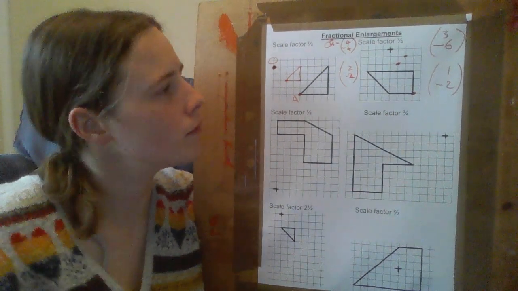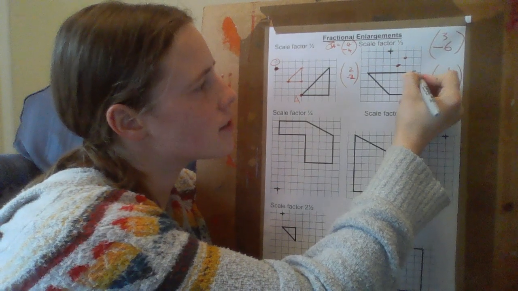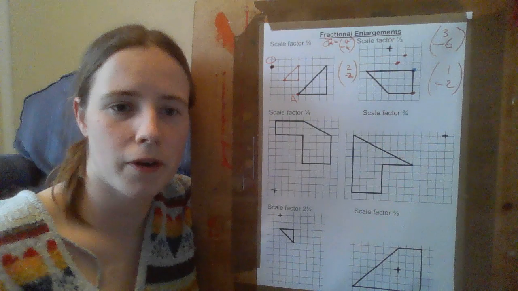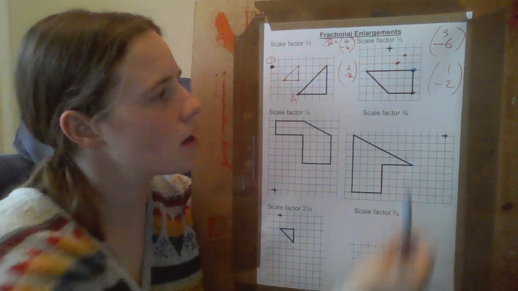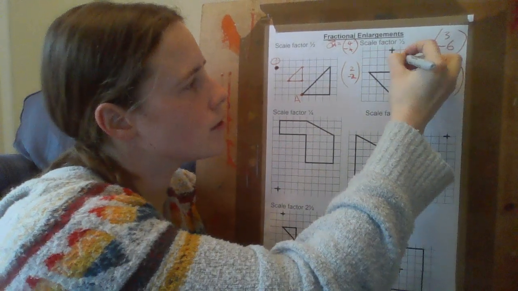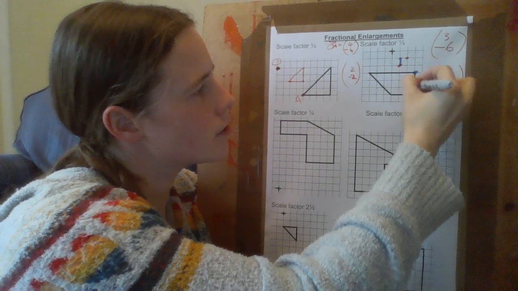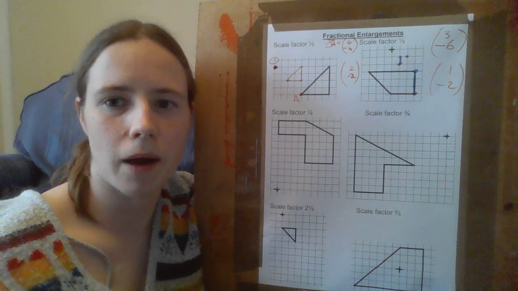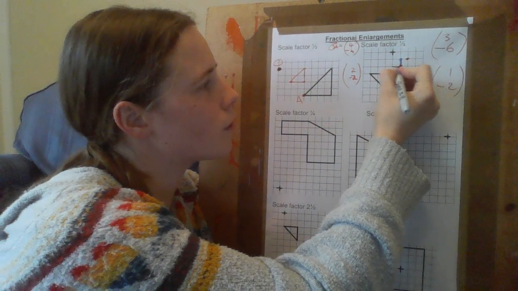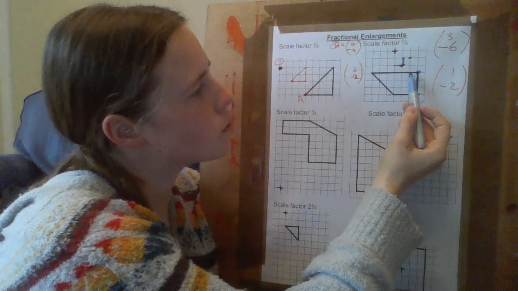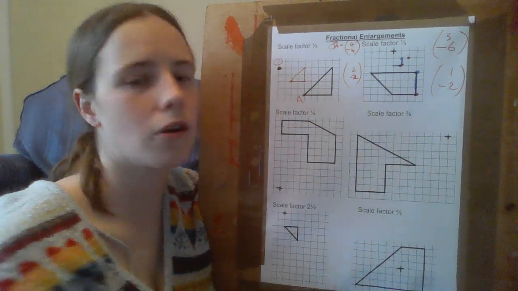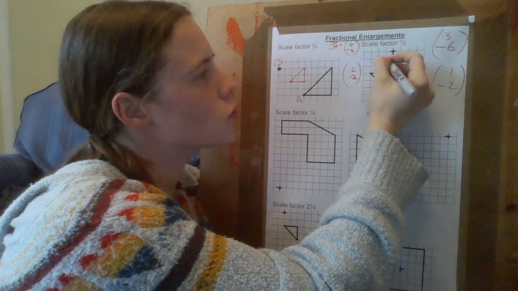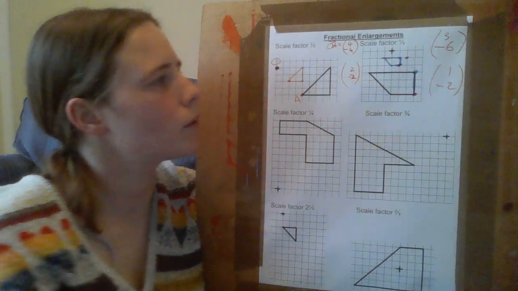For my next corner, that's going to be this one here. It started off 3 upwards from my point, but because it's a scale factor of 1/3, I need to go 1/3 of that distance. So 1/3 of 3 is 1, so that's where that's going to end up. And this was 3 across, but it's going to get divided by 3, so it becomes 1 across. This one here is 1, 2, 3, 4, 5, 6 across. That's going to become 2 across. And then once you've done that, you can join up the ones that you're missing.